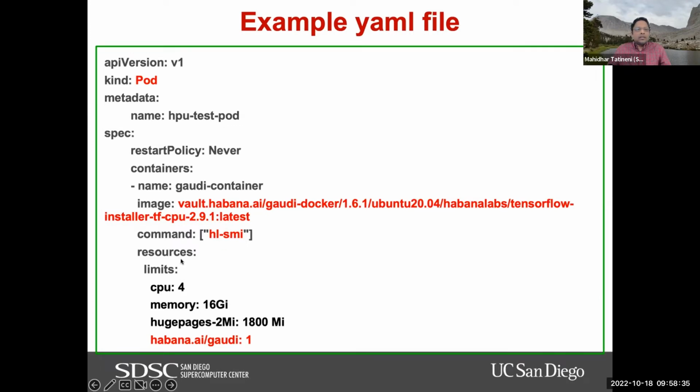And then in the pod, you have to say what resources you need, right? So you can request, like we're saying, a limit of 4 CPUs, 16 gigabytes of memory, and huge pages, which is needed for getting the training to work there. And then the key is habana.ai/Gaudi:1, which is saying, give me 1 Gaudi card.